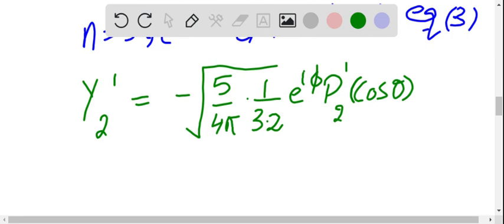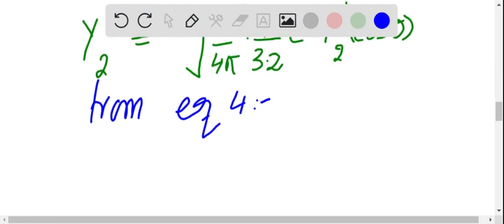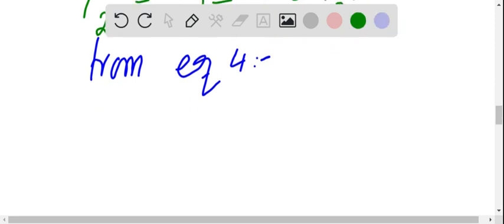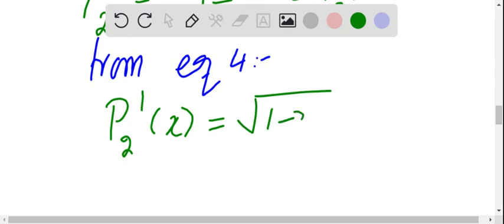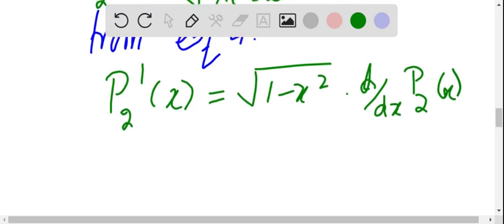So now what we are going to do is use equation 4, right? So from equation 4 we would have p sub 2 1 of x is equal to under root 1 minus x square, d by dx p sub 2 of x, right? Next, obviously we would be using equation 5, right?